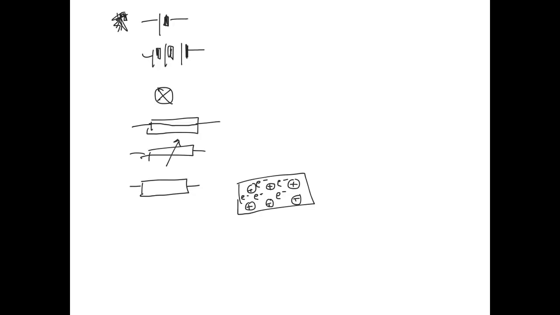So that means if you increase the temperature of a regular resistor, you find that the resistance increases because the metal ions move more and impede the flow of the electrons.